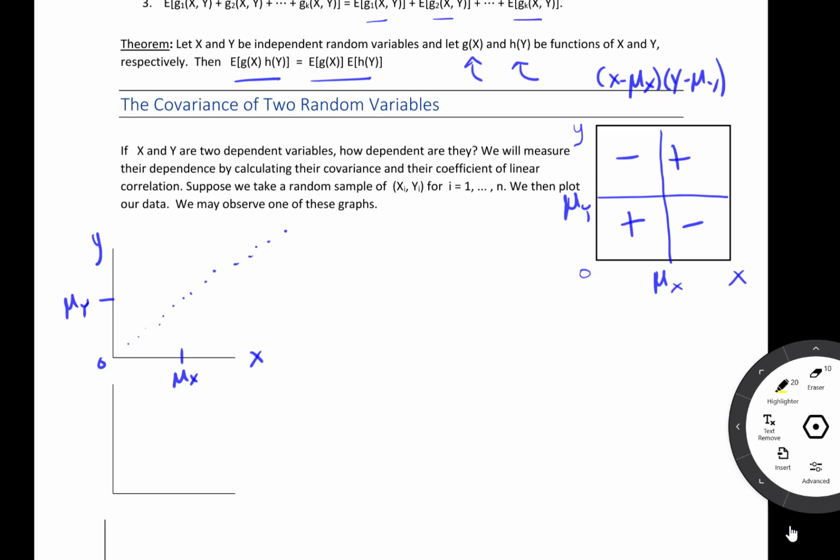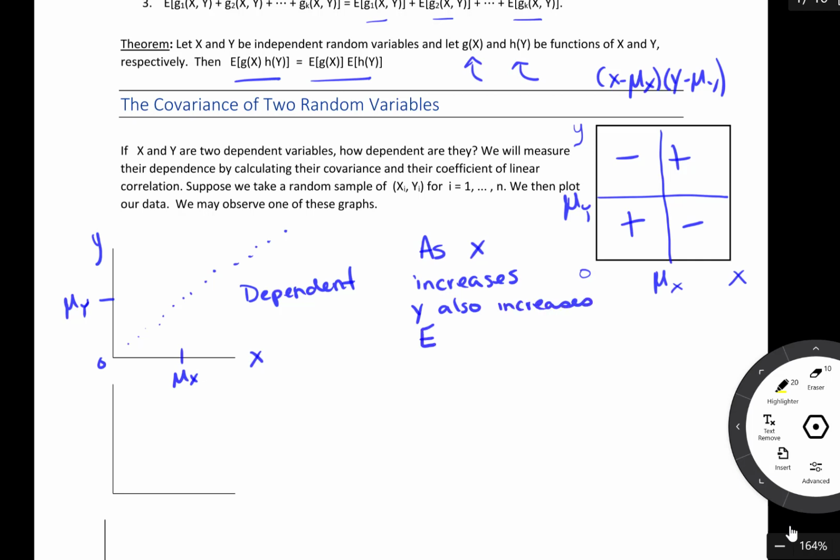In this case, we would say that X and Y are dependent, and we would say the following. As X increases, Y also increases. In other words, if we look at the expected value of X minus mu X times Y minus mu Y, we know that that is going to be greater than 0. Again, this deals with this idea of this square that we have up here of what region we're in.